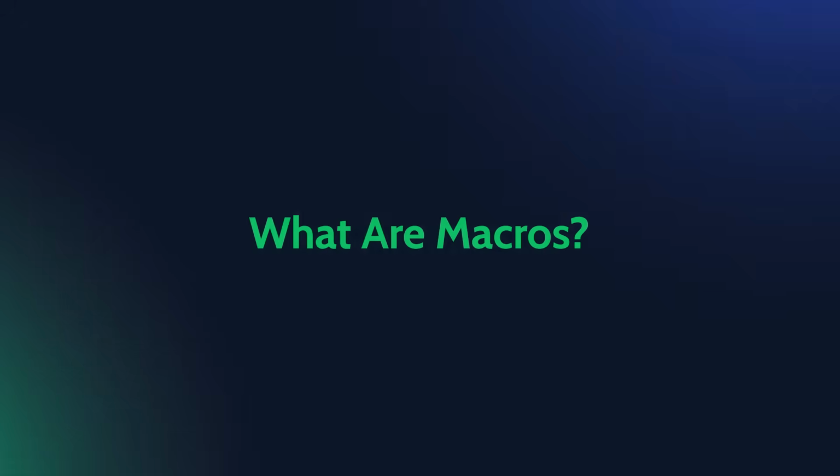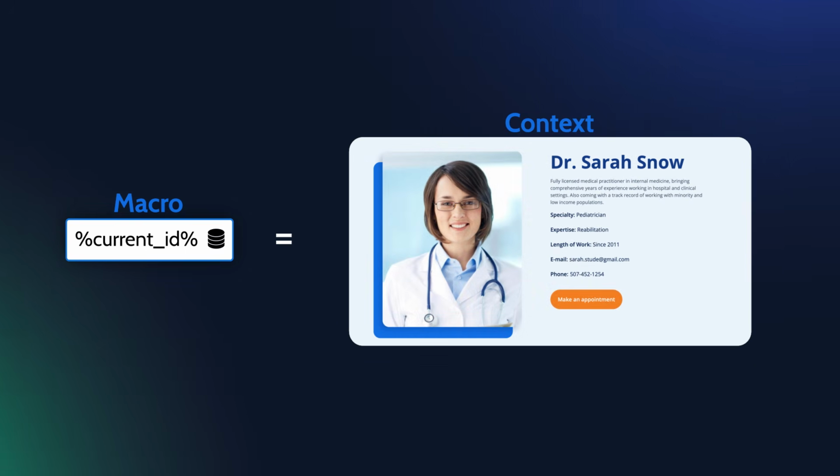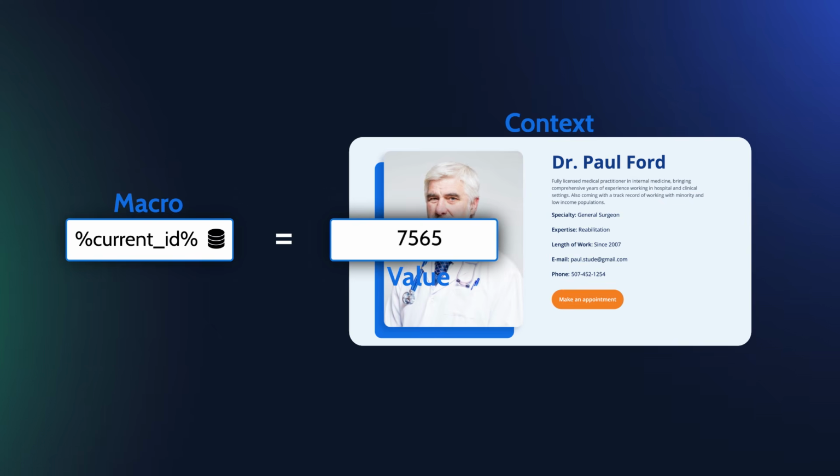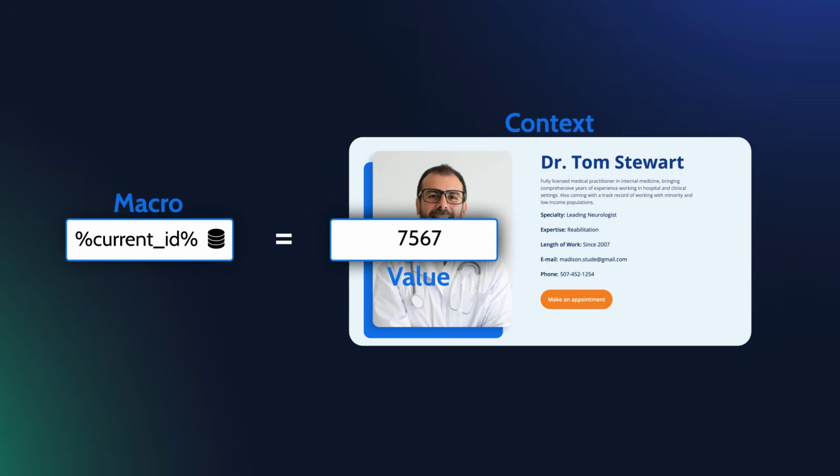So first, what exactly is a macro in JetEngine? Think of a macro as a smart variable. It's just a piece of text, but when JetEngine sees it in the field where it expects information about what data to retrieve, it automatically replaces that text with the correct value depending on the context. For example, current ID will be replaced with the ID of the current post. If I'm on a single post page, it automatically pulls that post ID.